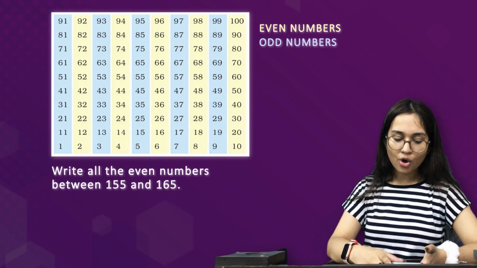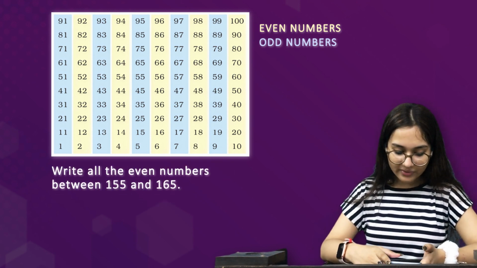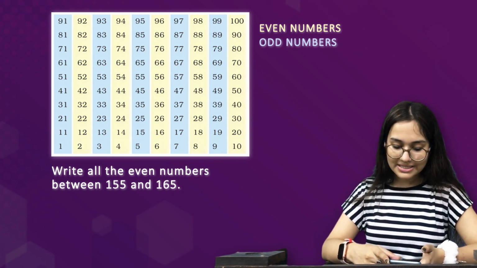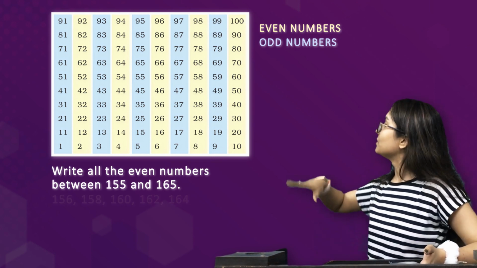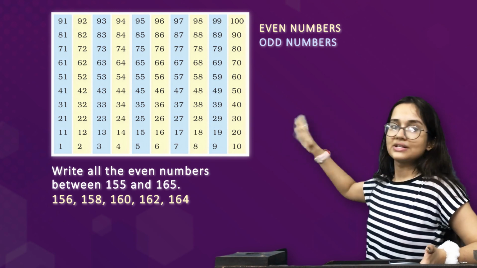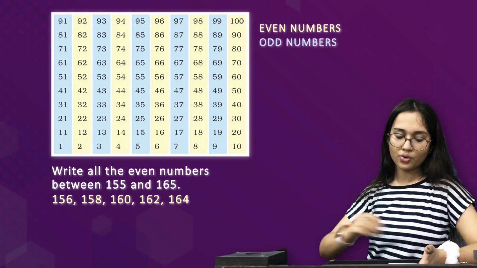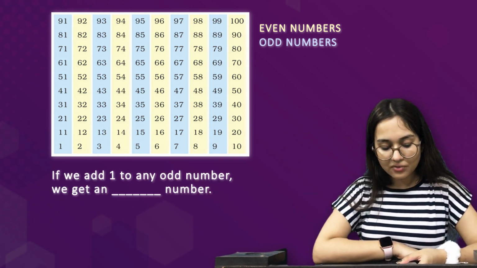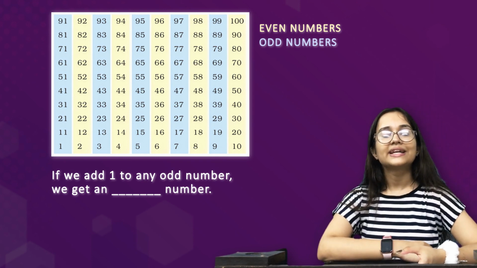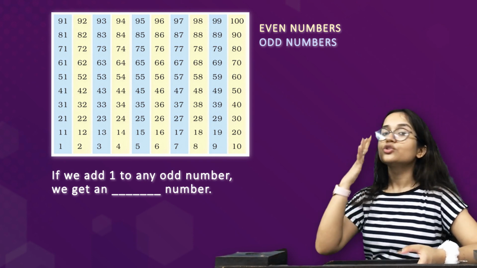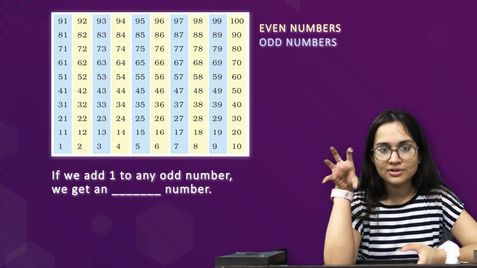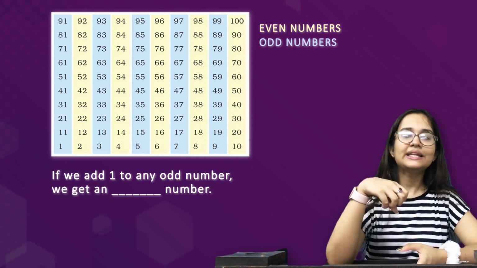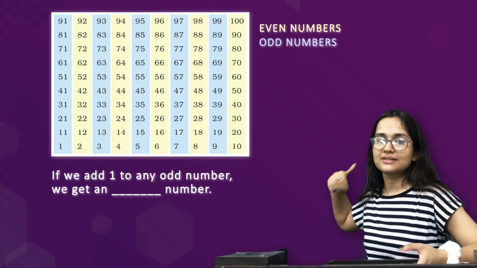Then we need to write all the even numbers between 155 and 165. So it will be 156, 158, 160, 162, 164. Then if we add 1 to any odd number, we will get an even or an odd number. So now we know that all the even numbers have to be divided by 2 and they need to end by 0, 2, 4, 6, 8.